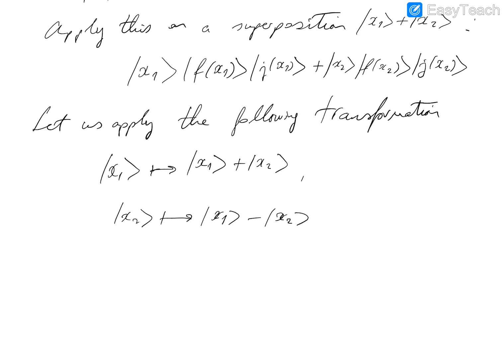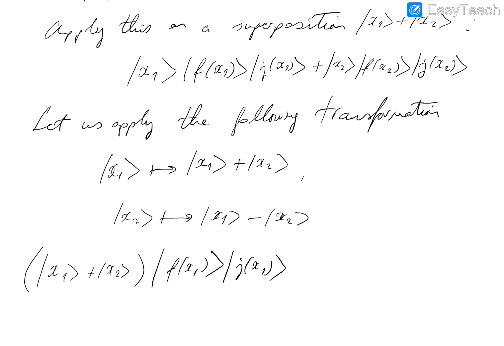All right. So now substituting these two into this superposition, we get x1 plus x2, and then we have f of x1, and then we have junk of x1, plus we have x1 minus x2, and then we have f of x2 and junk of x2.